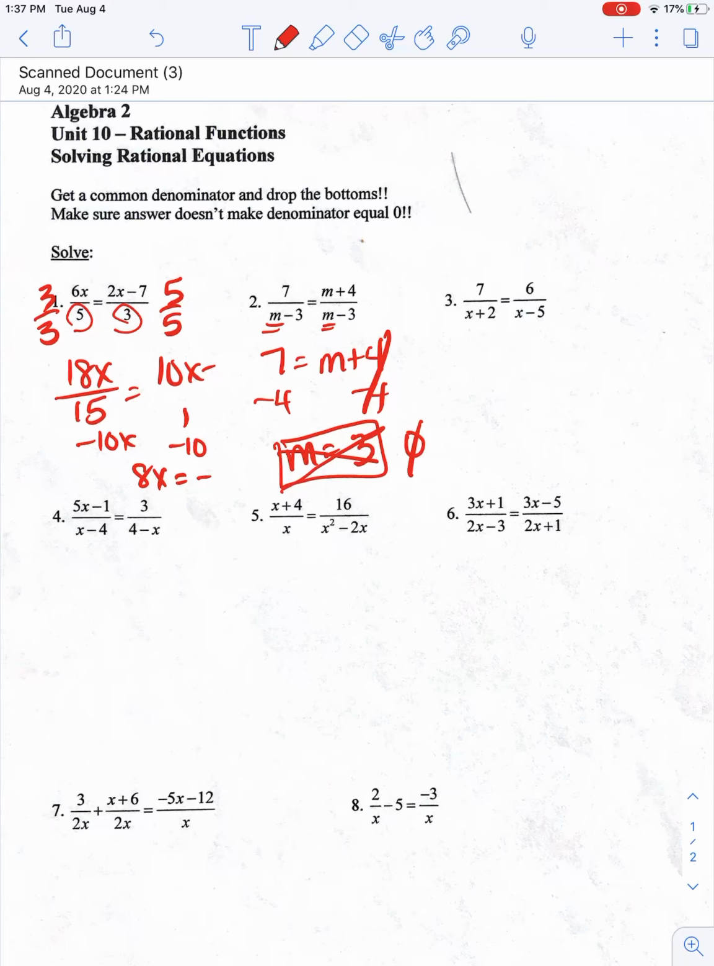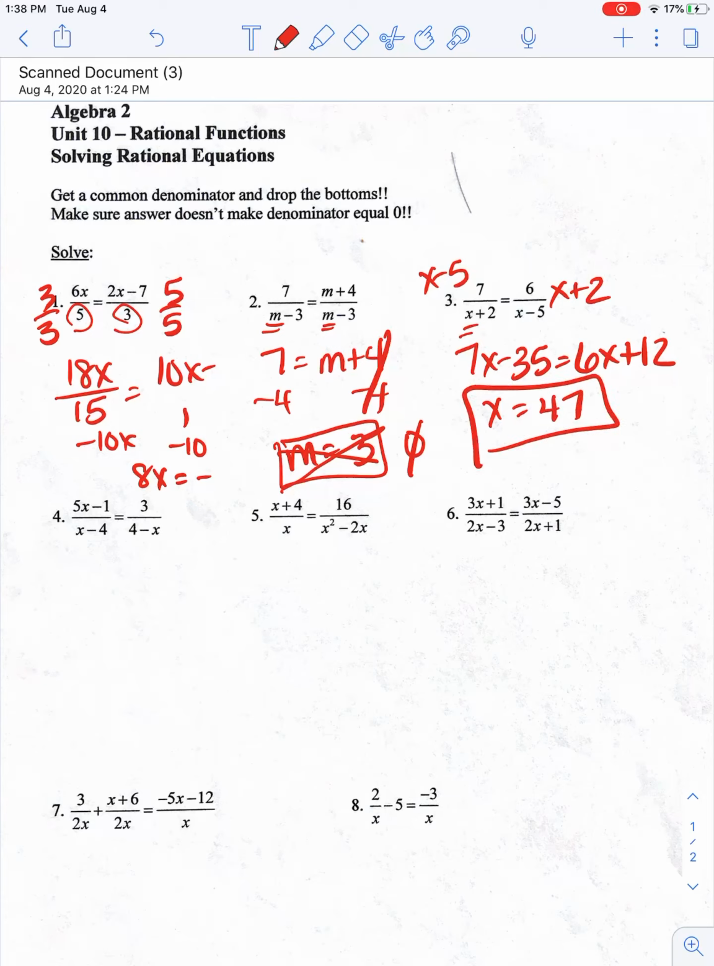Number 3, an x plus 2 and an x minus 5. So I'm going to give this guy an x plus 2 and give this guy an x minus 5. They would have a common denominator then. That would give me 7x minus 35 equals 6x plus 12. I'm already going to go ahead and drop the bottoms because I know they're the same. And then I'm going to subtract 6x from both sides and add a 35. And I get x equals 47. I can't be a negative 2 or a positive 5, so 47 is good. I can keep it.